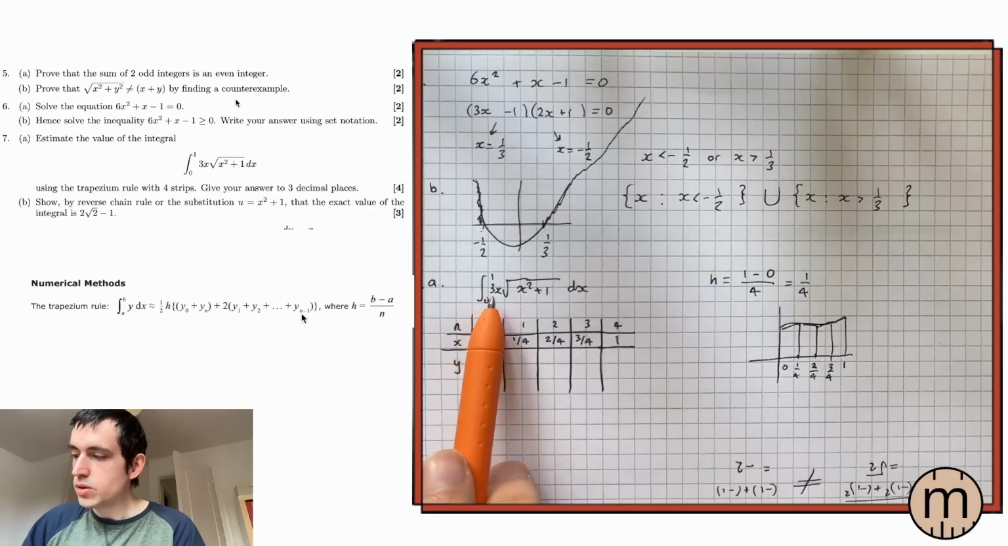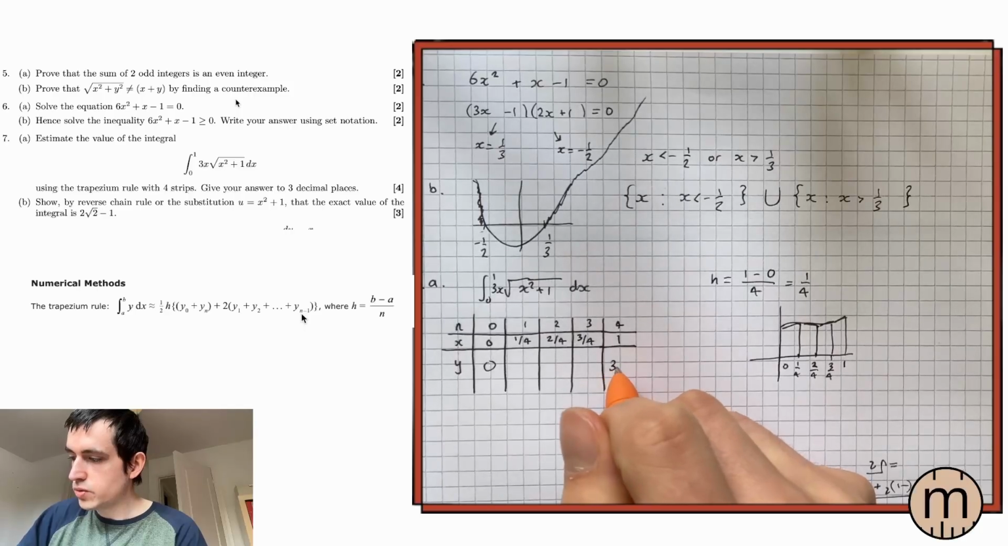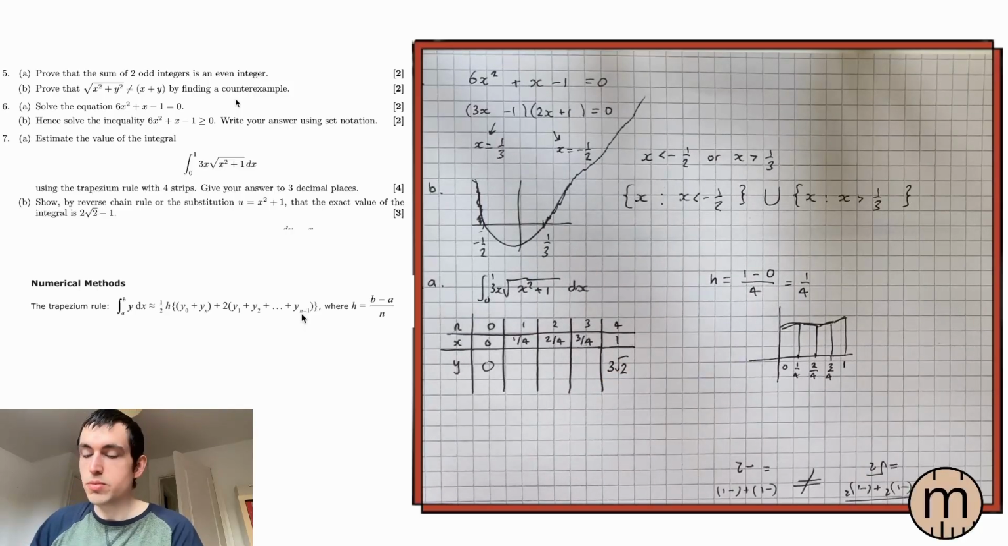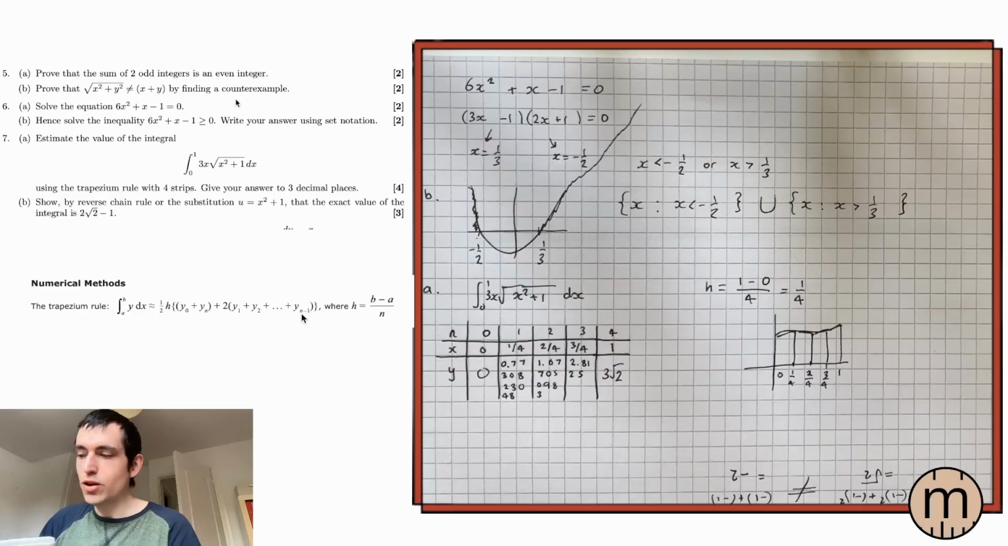Similarly, 3 times 1 is 3, times the square root of 1 squared plus 1, we get 3 square root 2. All the other ones in the middle probably aren't going to be so nice, but I'll work those out and I'll add them into the table. Okay, got all my values there.